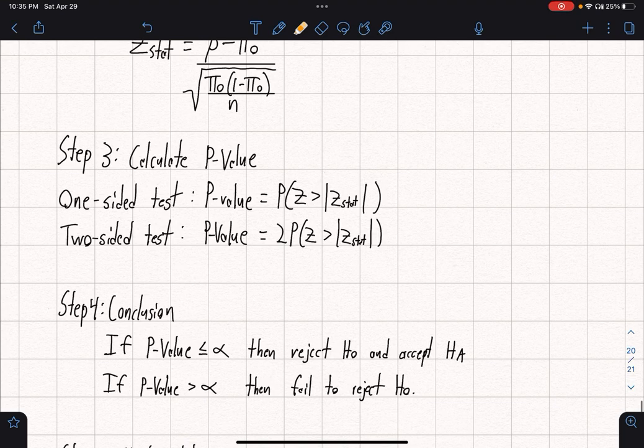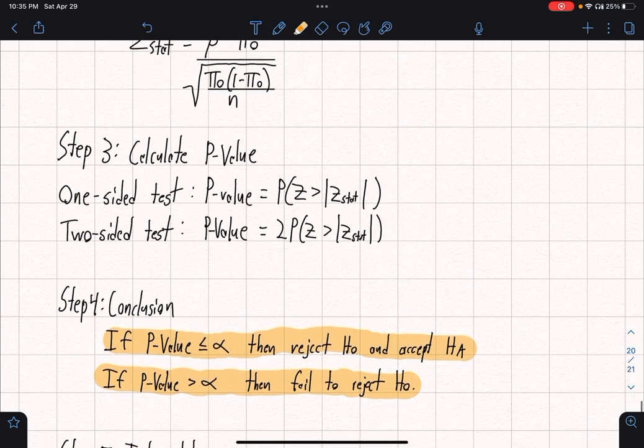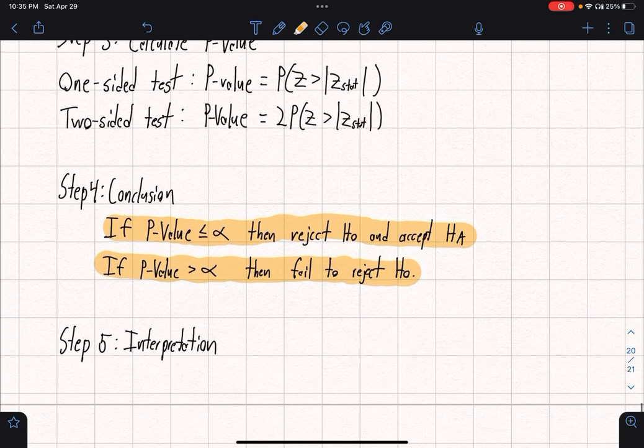Step 4, so if p-value is less than or equal to alpha, we reject H0 and accept HA. And if p-value is greater than alpha, then we will fail to reject the null hypothesis. And then step 5, of course, is our interpretation.